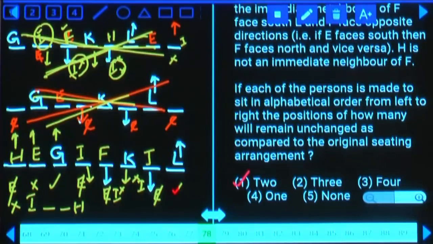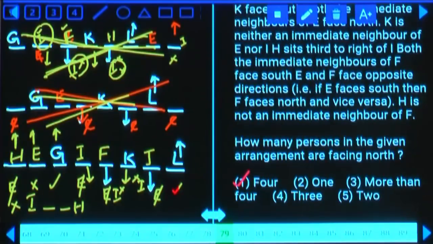G and L, that is choice 178. Then question number 79. How many persons in the given seating arrangement are facing north? How many are facing towards north? There are 4 persons, that is choice 1.